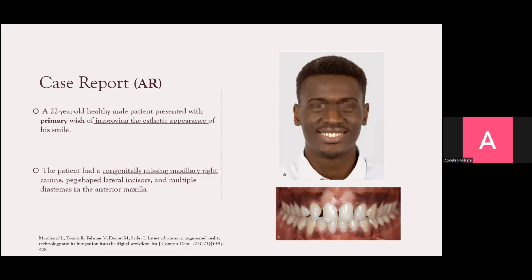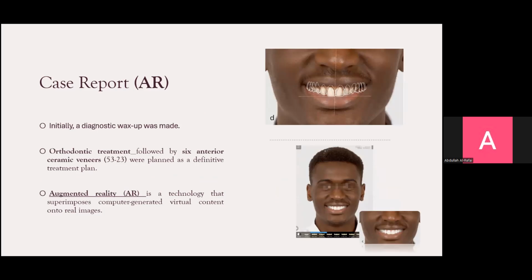Now, initially, a virtual smile design and a diagnostic wax-up were made, and an orthodontic treatment followed by 6 anterior ceramic veneers from canine to canine were planned as a definitive treatment plan in order to achieve minimal invasiveness. So they decided to do an orthodontic treatment followed by 6 veneers from canine to canine based on the initial virtual smile design and the diagnostic wax-up.